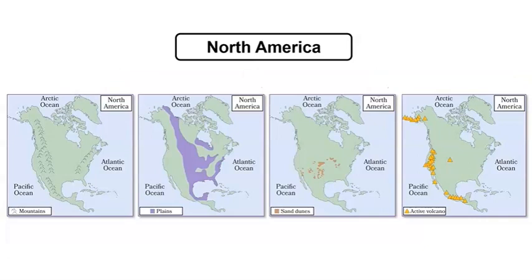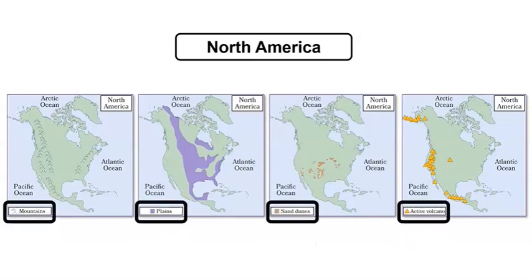You might be wondering, why do we need four maps? Well, each map shows the locations of one kind of landform that we observed in the national parks. Do you notice the map key at the bottom of each map? The symbol shows the kind of landform represented on the map. This map shows mountains. This map shows plains. This map shows sand dunes. And the last map shows active volcanoes. Let's look closer at these maps.